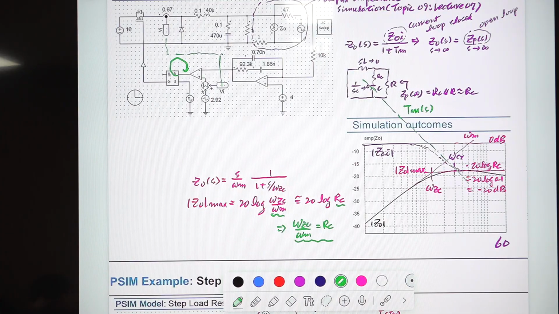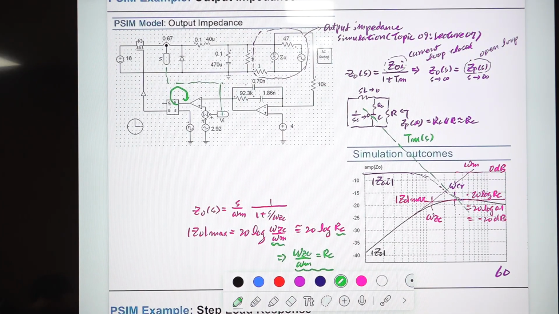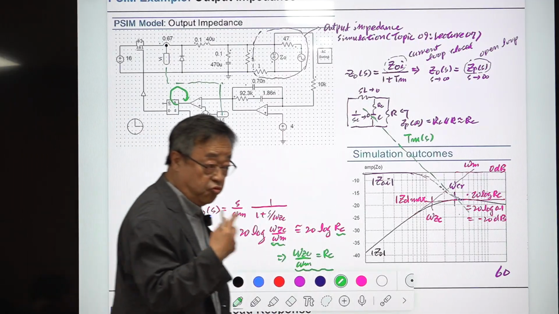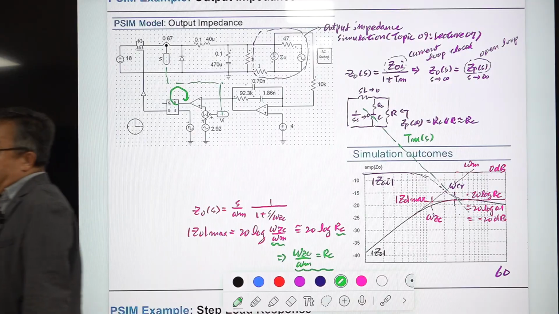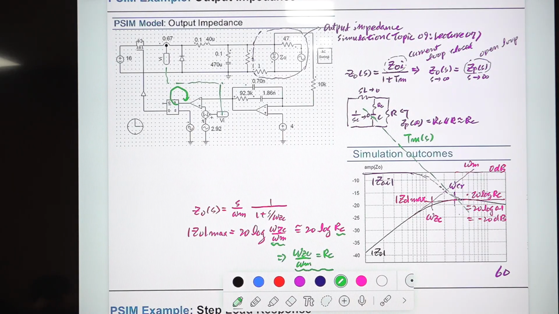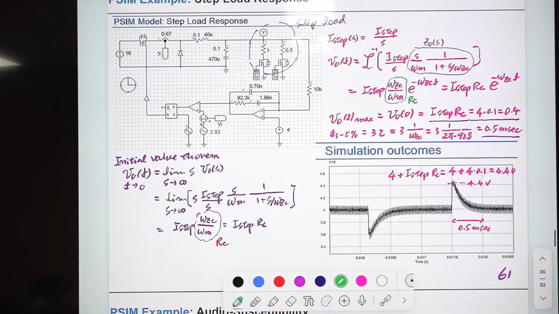Okay. This is about output impedance, and output impedance is closely related with step load response. So we did a simple calculation. This is not a circuit analysis or anything. This is an extremely simple example. Too simple. They don't treat it in the undergraduate course. This is so simple.